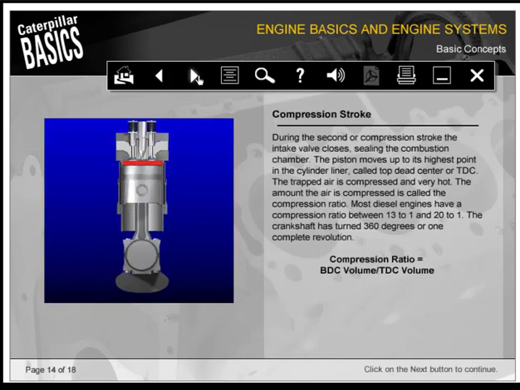During the second, or compression stroke, the intake valve closes, sealing the combustion chamber. The piston moves up to its highest point in the cylinder liner, called top dead center, or TDC. The trapped air is compressed and very hot. The amount the air is compressed is called the compression ratio. Most diesel engines have a compression ratio between 13:1 and 20:1. The crankshaft has turned 360 degrees, or one complete revolution. The formula for compression ratio is bottom dead center volume divided by top dead center volume.